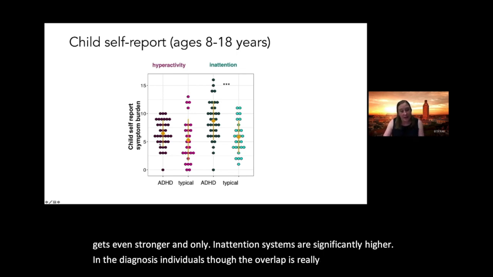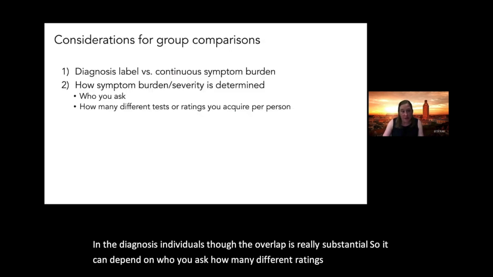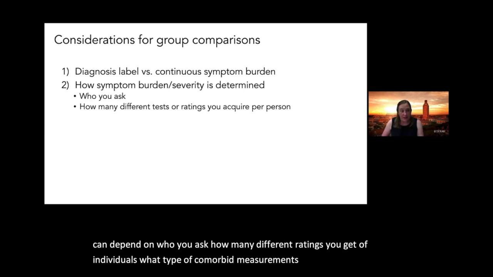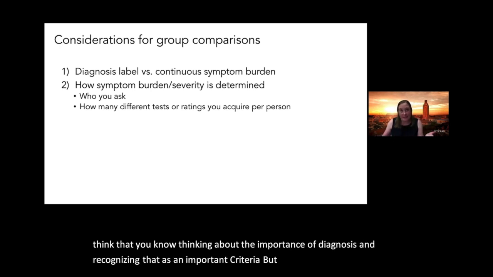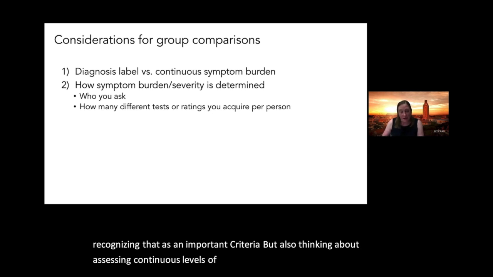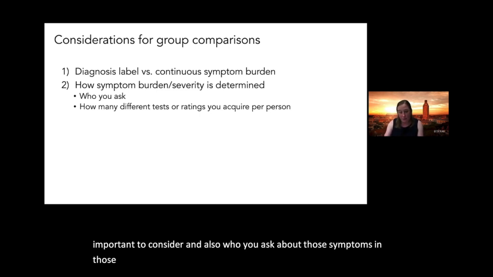So it can depend on who you ask, how many different ratings you get of individuals, what type of comorbid measurements you get. And so we think that, thinking about the importance of diagnosis and recognizing that as an important criterion, but also thinking about assessing continuous levels of symptom burden in the population, are important to consider. And also who you ask about those symptoms and those problems, and how many different tests or ratings you acquire per person.